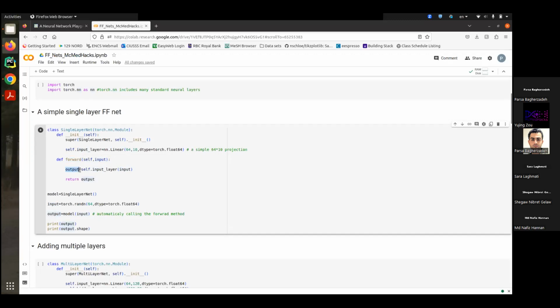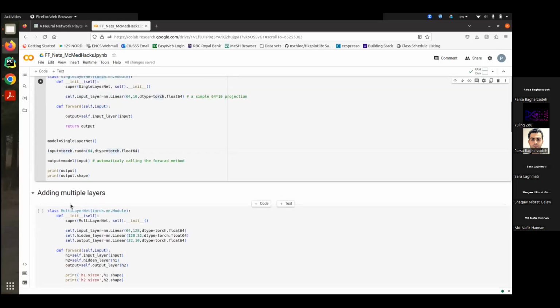So let's come back to this forward function in a minute, but right now I have a single layer net. I made an object called model out of this single layer net. Then I have a random input. This is a totally arbitrary input.